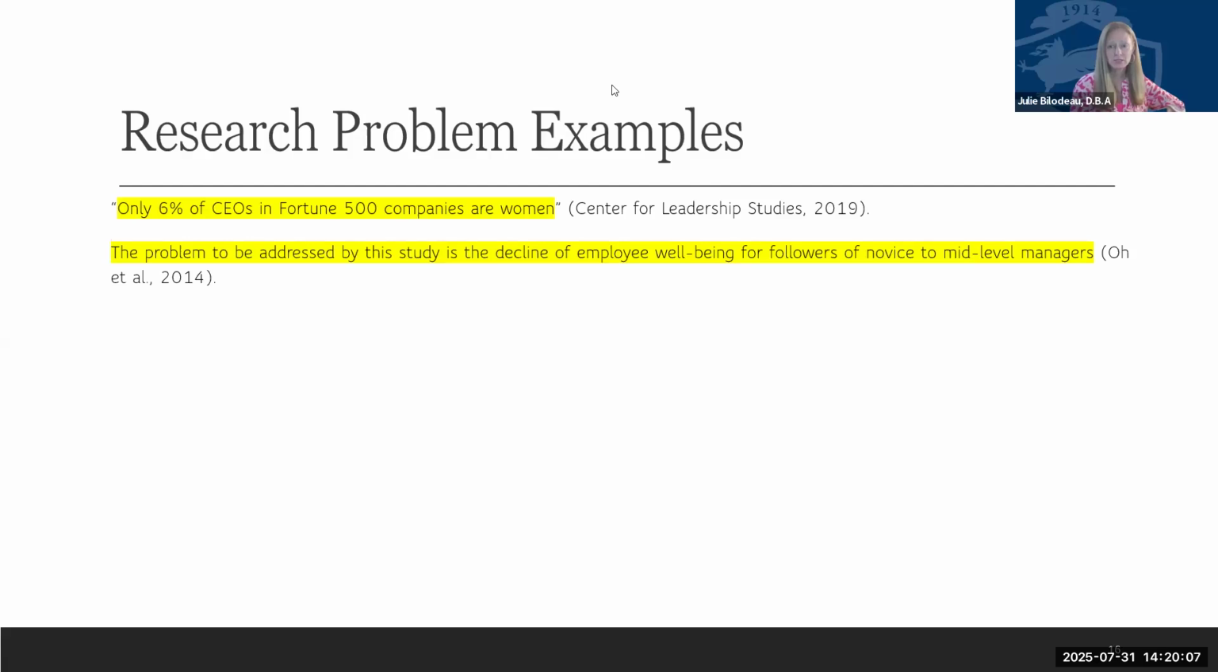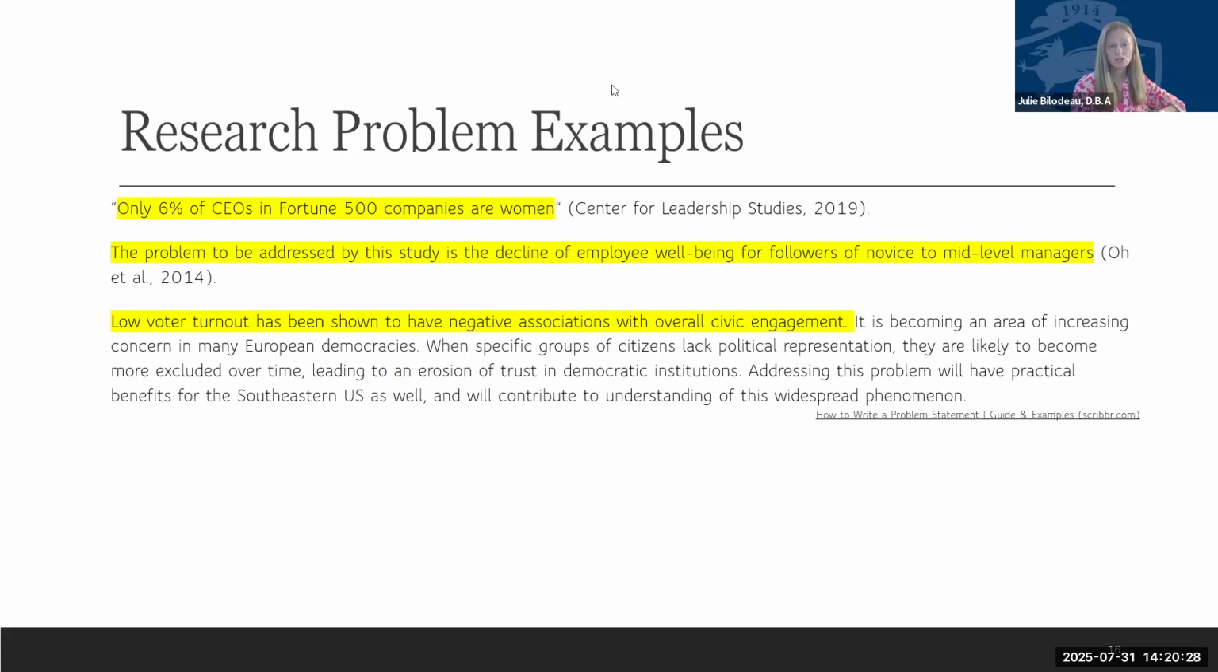All right. In this one, you can see it's phrased with: the problem to be addressed by this study is the decline of employee well-being for followers of novice to mid-level managers. Okay, that's fine. Again, 2014 is getting a little bit older now. That's 11 years old, so you probably want to find something more recent to support that. Low voter turnout has been shown to have negative associations with overall civic engagement. The rest of this paragraph supports that statement. And regardless of your problem statement, it's going to be that one sentence, but then as you develop your proposal, you are going to expand that with more support.